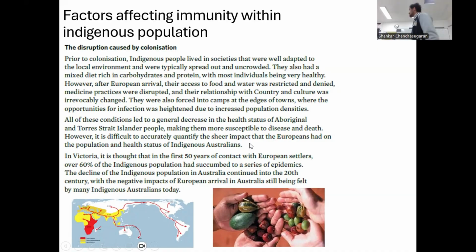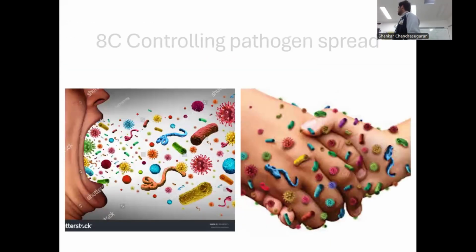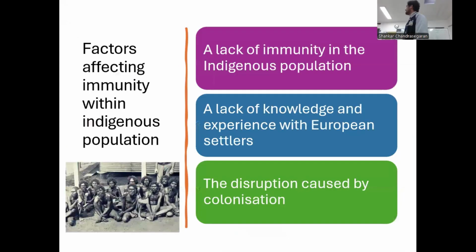In fact, if we look at it in terms of statistics, it's found that in Victoria, throughout the first 50 years of contact with European settlers, over 60% of the indigenous population succumbed to a series of epidemics. And this continued all the way into the 20th century, with negative impacts of the European arrival still being felt until today. So essentially, the effects of colonization are felt all the way through until today.